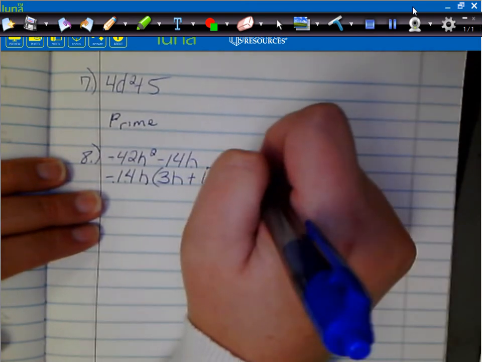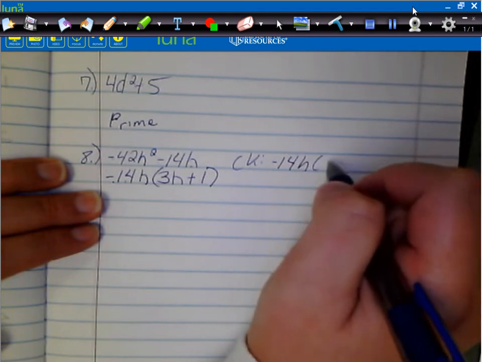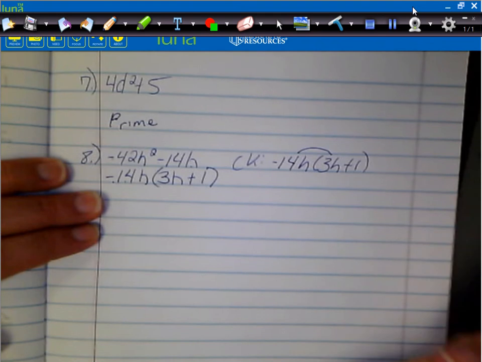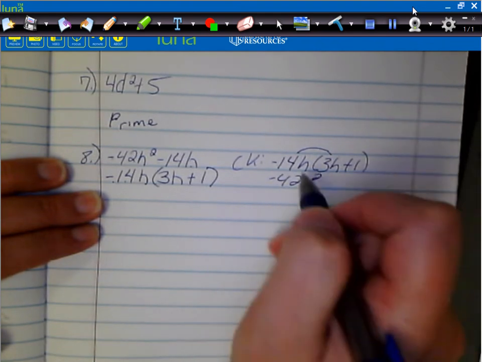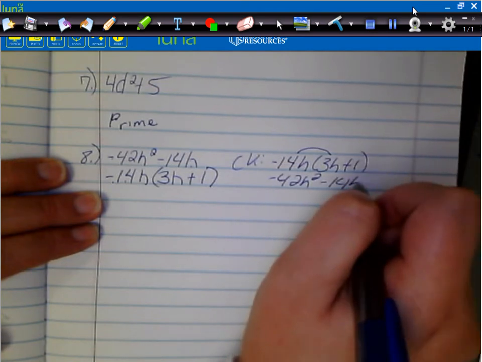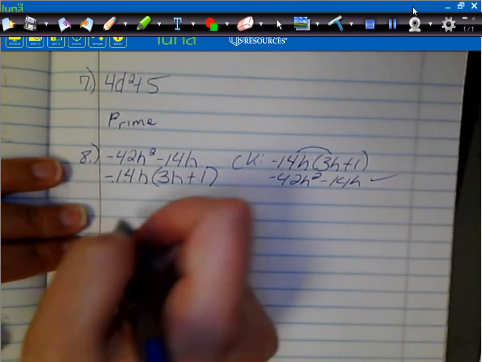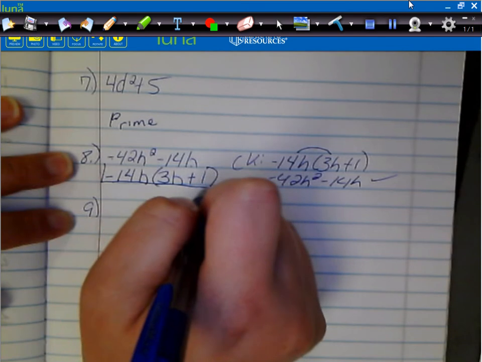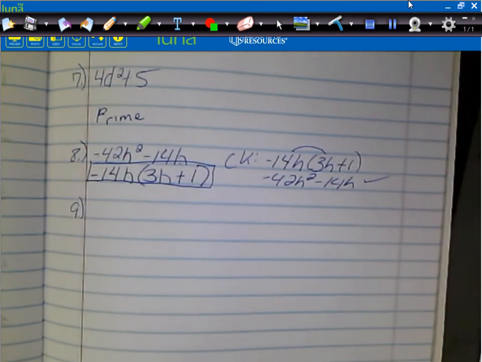We're going to come over here to check that one. So I'm going to say negative 14h times 3h is negative 42h squared, because h times h is h squared. Negative 14h times 1 is just negative 14h. And I get out exactly what I started with. So that does check out. All right, number 9. So this is my final answer right here. Make sure you have that and the check written before you move on.